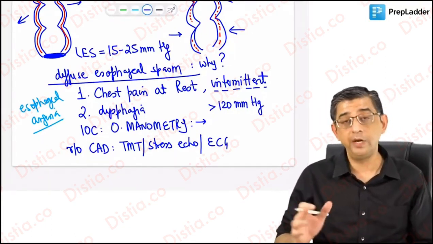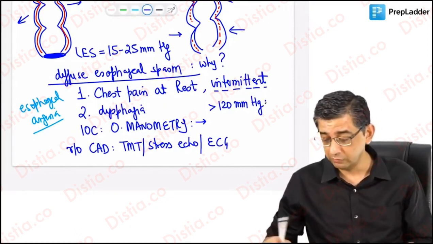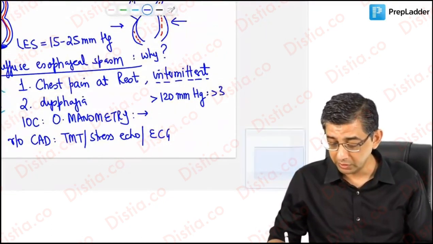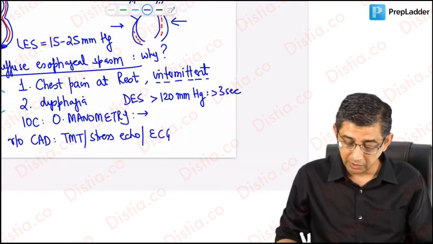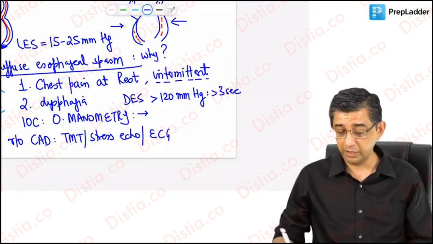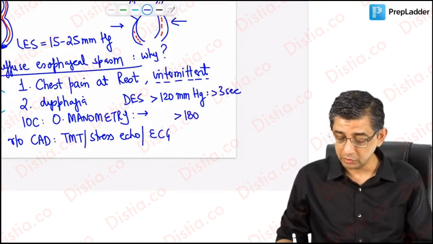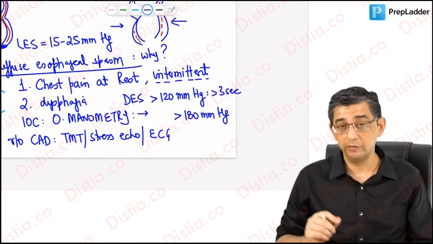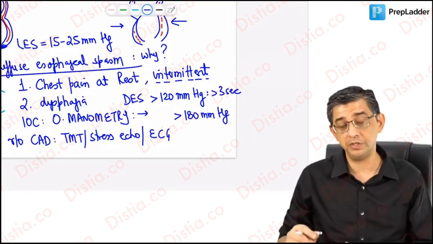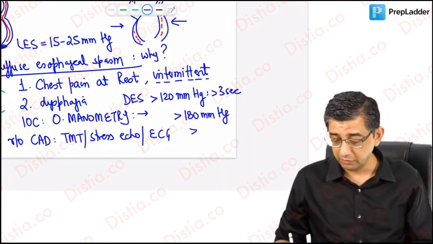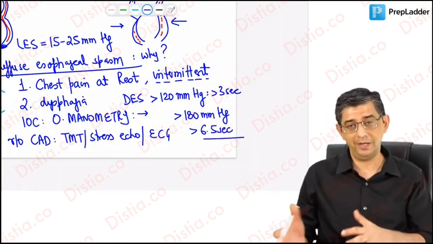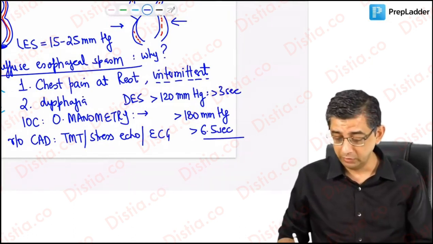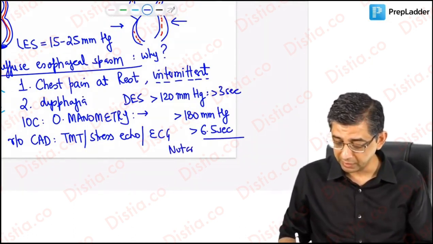If you record on manometry, the pressure is more than 120 millimeters of mercury for more than 3 seconds, we will call it diffuse esophageal spasm. Then there is a variant of this. The variant of this is called nutcracker esophagus, where the pressures recorded will be even much, much higher. If the intraluminal pressures are more than 180 millimeters of mercury for more than 6.5 seconds or a little more than that, that is when you will use the term nutcracker esophagus.